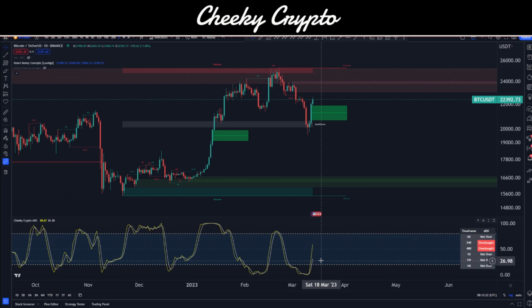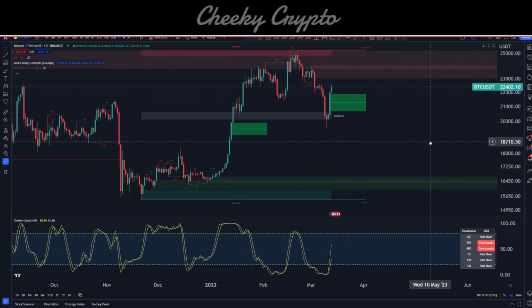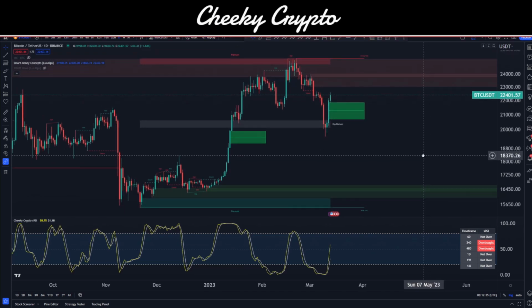A fast moving stochastic RSI shows the opposite. It shows low volume and it shows lack of momentum behind the price. So it's going to be an interesting day. I think we're going to experience a lot of volatility when it comes to Bitcoin and the altcoins, of course.